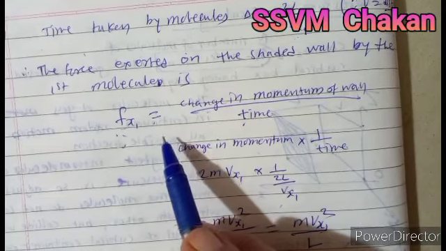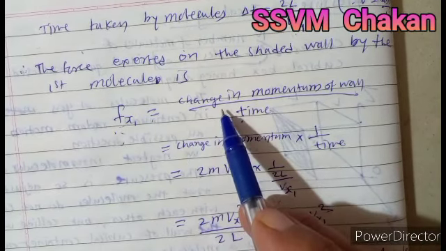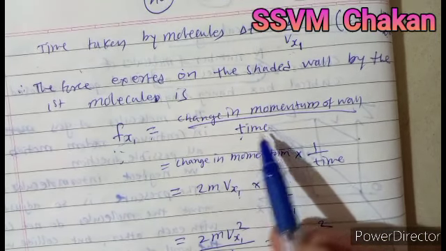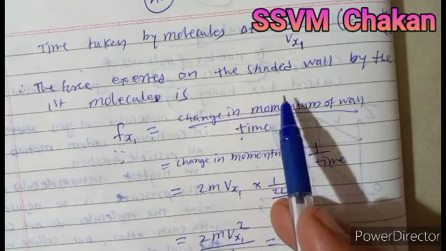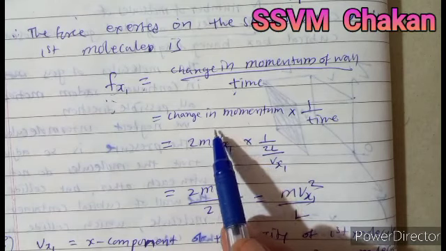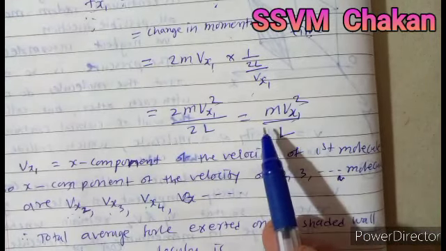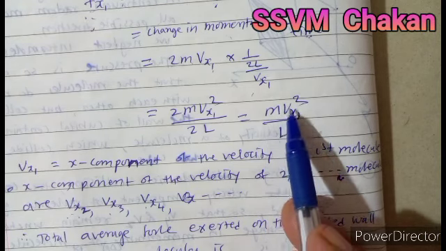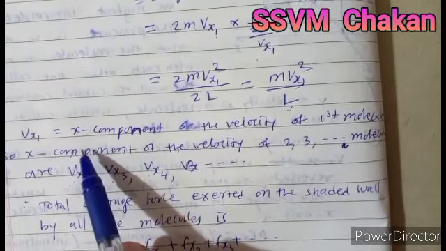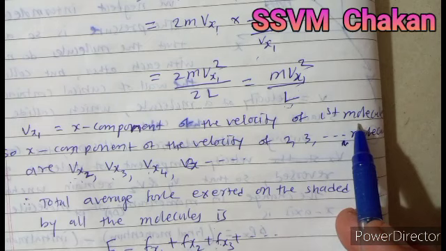We know the formula as per Newton's second law: force is equal to change in momentum divided by time. This force is exerted on the shaded wall by the first molecule. Substitute the value of change in momentum and the value of time, then we get the force as m Vx1 square divided by L, where Vx1 is the x component of the velocity of the first molecule.